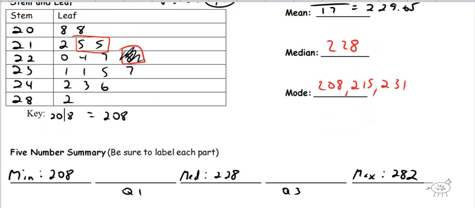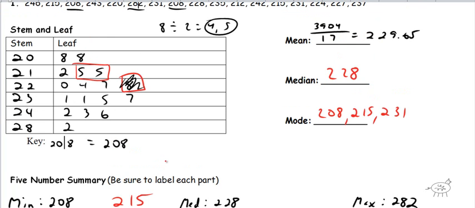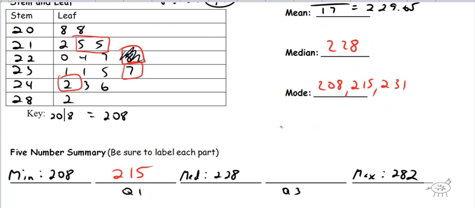Let's move this down here a little bit. 215. Okay, and then Q3 is kind of the same thing. It's the fourth and fifth one in. So 1, 2, 3, fourth and fifth one in. It's basically 237 plus 242, and it's the mean, the average of those. And that gives me 239.5.